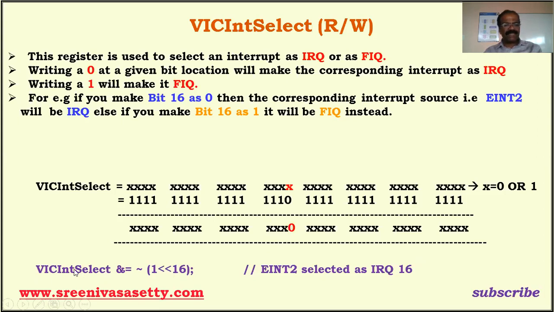If you want to understand this, first we have to understand these basic things, that is the vector interrupt controller. Under this, there are 32-bit registers. By writing 0 at bit position 16, we can configure this as IRQ, because we are using this as IRQ. That's the meaning of this.